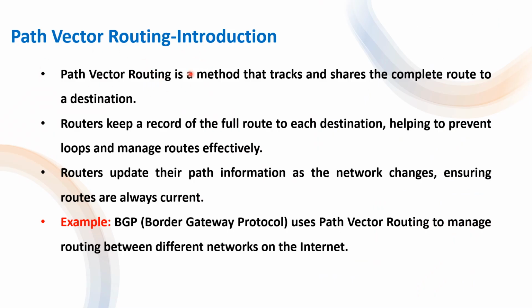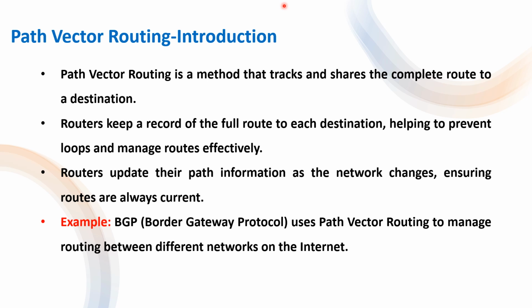Path vector routing is a protocol used to manage the exchange of routing information between different autonomous systems, primarily in inter-domain environments such as the global internet. It is an extension of the distance vector routing protocol designed to operate at a large scale, ensuring better control and stability across distinct administrative boundaries.